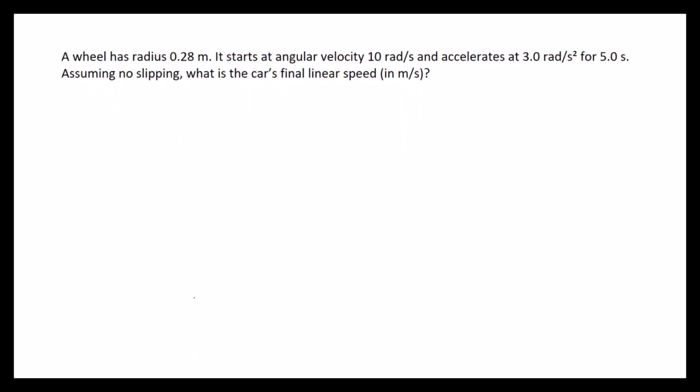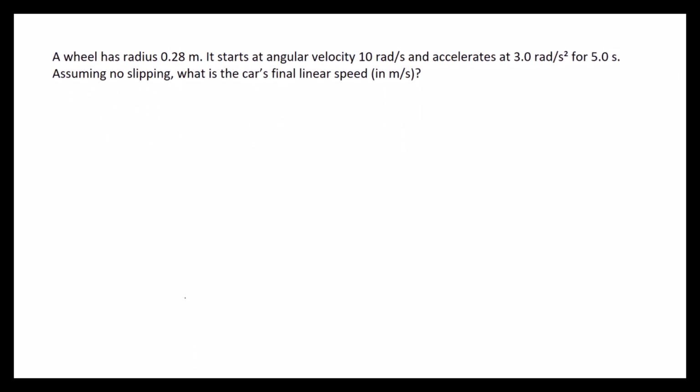A wheel has a radius 0.28. It starts at angular velocity 10 rads per second and accelerates at 3 rads per second squared for 5 seconds. Okay, so remember we had these, and we need the final linear speed. Okay, so remember we had the ways that we could associate stuff.